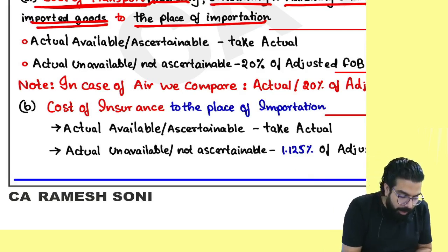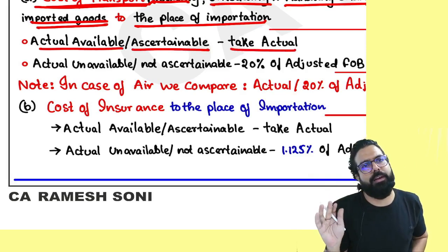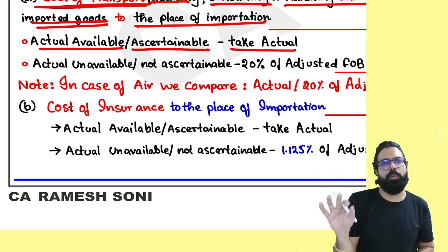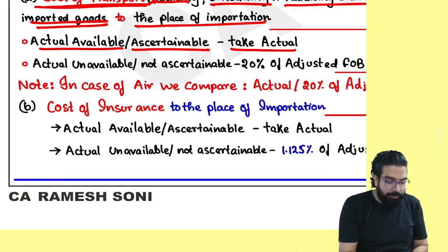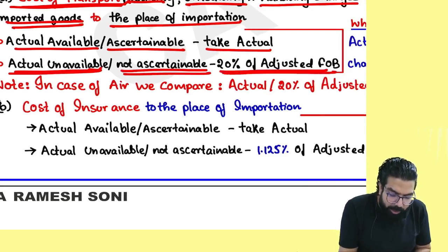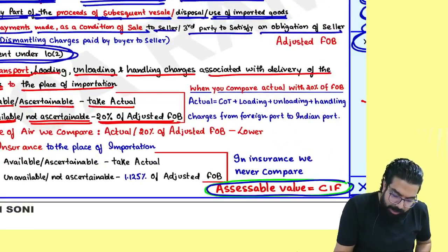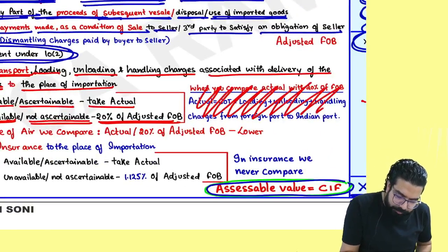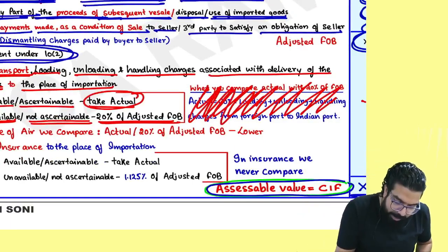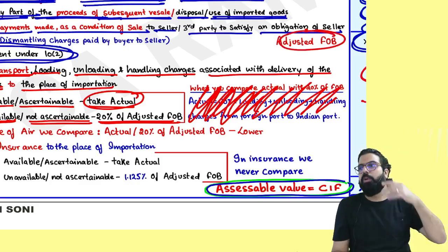Now listen. If actual is available, take actual. If the actual cost of transportation is there, please take the actual cost. If the question has given you the actual cost of transportation, please take the actual cost. If actual is unavailable or not ascertainable, then you have to take 20% of the adjusted FOB. People, if actual is there, take actual. Don't cut anything. Actual is not there, then 20% of adjusted FOB.